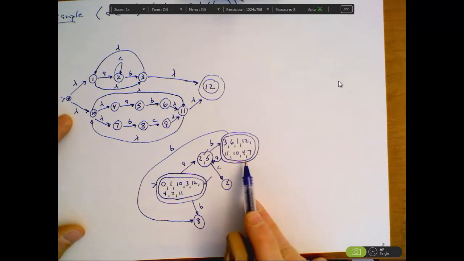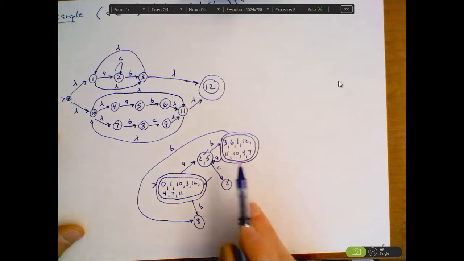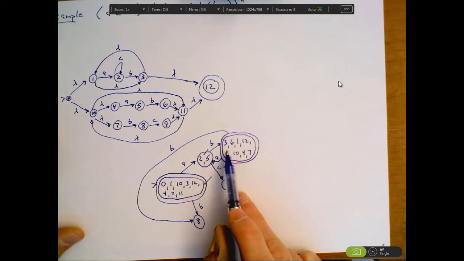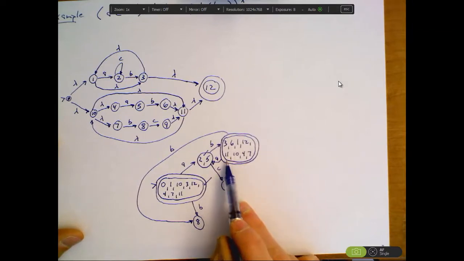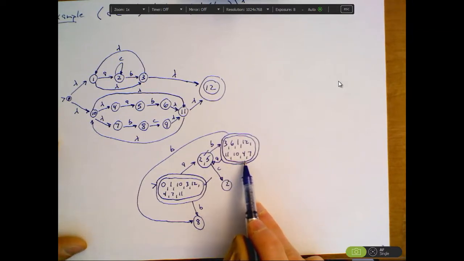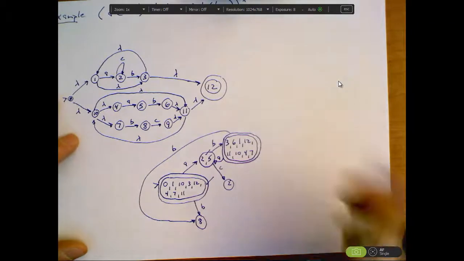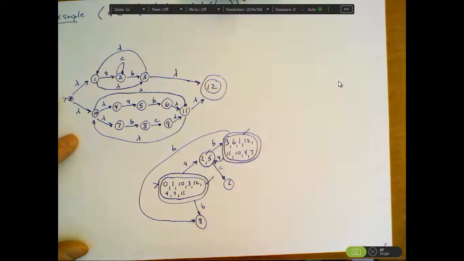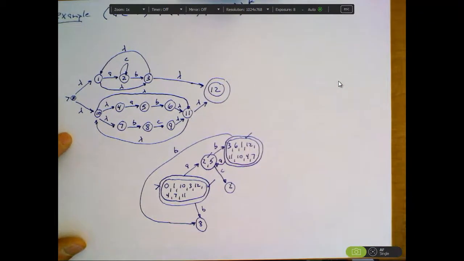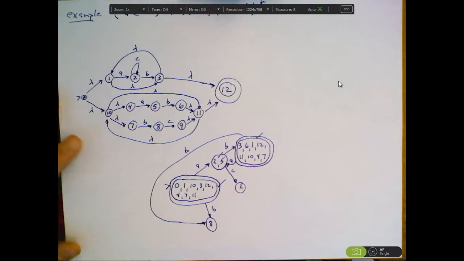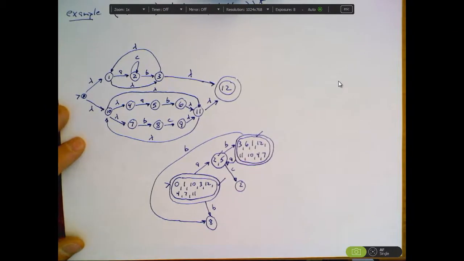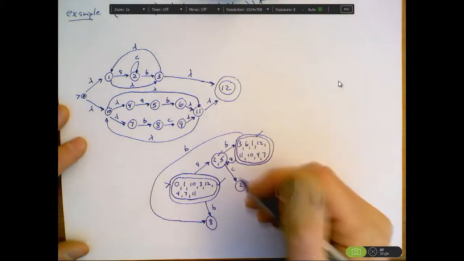So one last alphabet character to consider here, C. 3, no. 6, no. 1, no. 12, no. 11, no. 10, no. 4, 7, no. So I can't go anywhere on a C out of that state. So that takes care of that case. Okay. What state should we do next? I guess I'll do state 2.